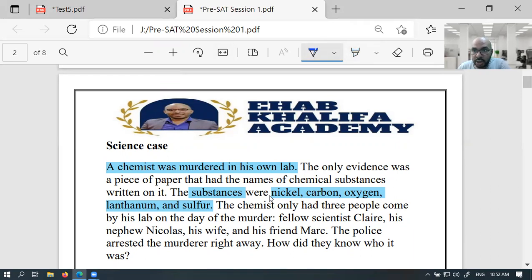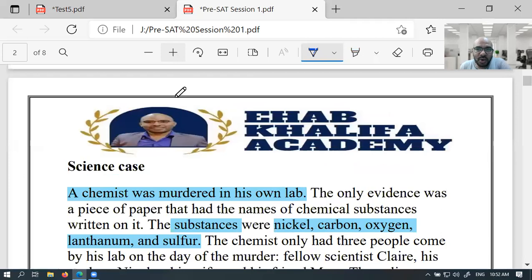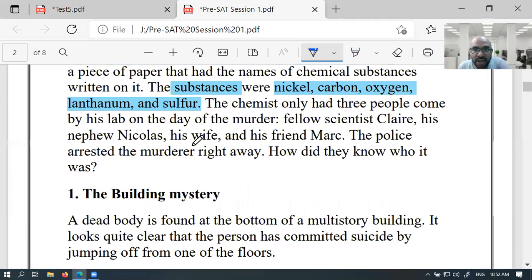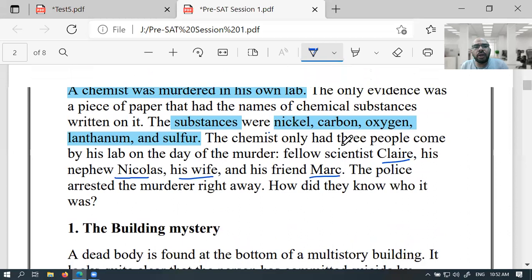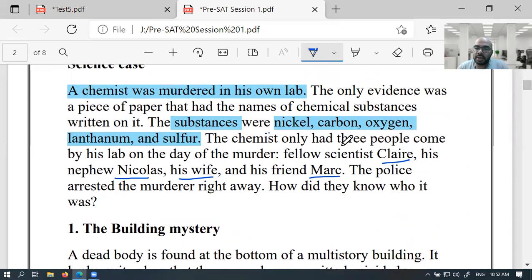I will use my drawing tablet. It is easier than you think. So I have here Nicholas, his wife, Mark, and Claire. Actually, I don't have any evidence at all except only one. The only evidence was a piece of paper, and only one thing was written on it: these elements. So I will get the evidence from these words. Here I have Nicholas, Mark, and Claire.